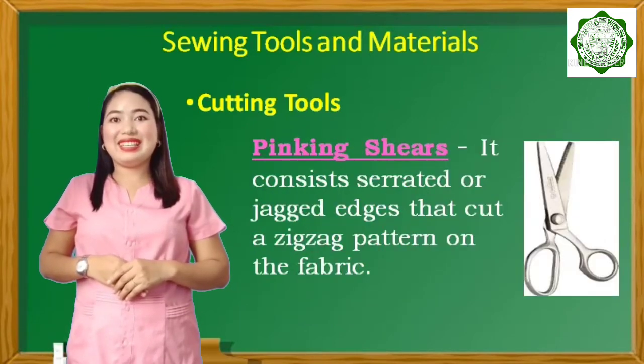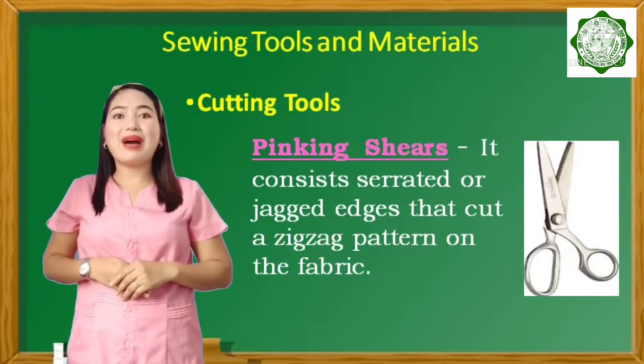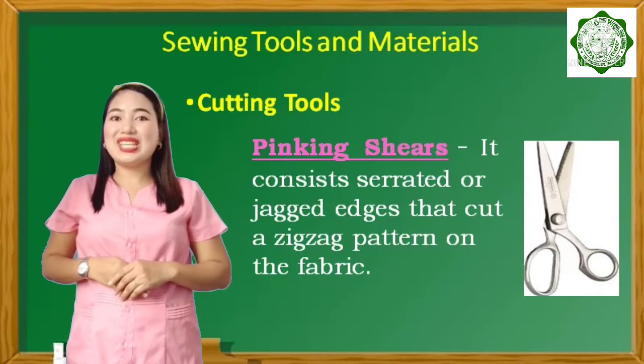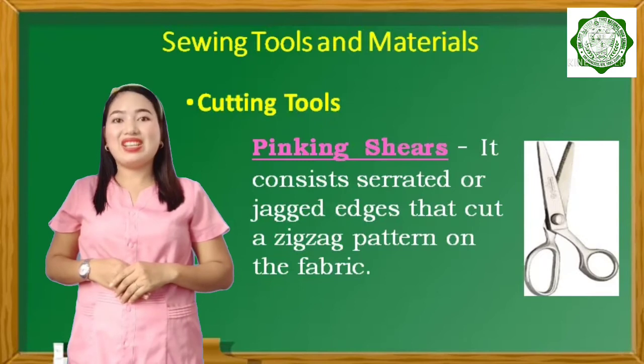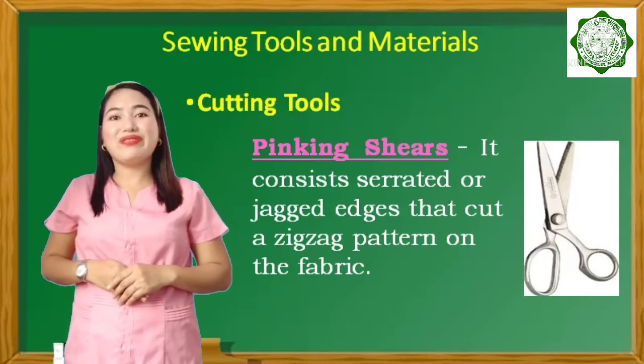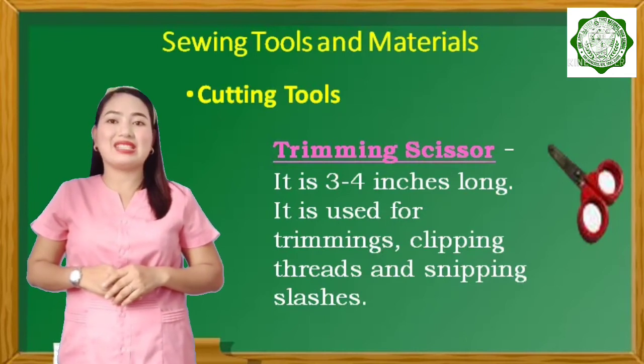Pinking shear consists of serrated or jagged edges that cut a zigzag pattern on the fabric. These shears are used to finish seams and raw edges and to create decorative edges. The edge that they produce is resistant to fraying. Trimming scissor. It is 3 to 4 inches long. It is used for trimming, clipping threads, and snipping slashes.